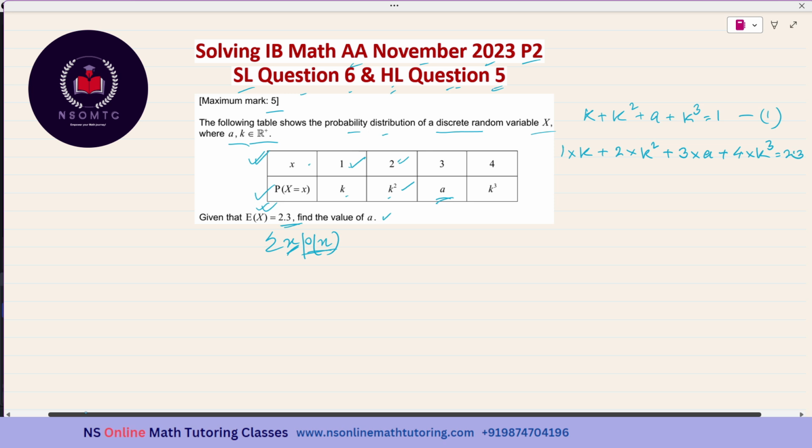Okay. So I can now simplify the left hand side. It will be k plus 2k square plus 3a plus 4k cube is equal to 2.3. This is my second equation.